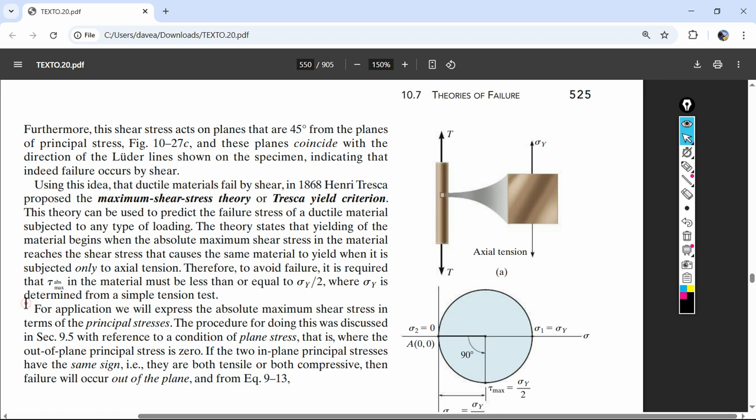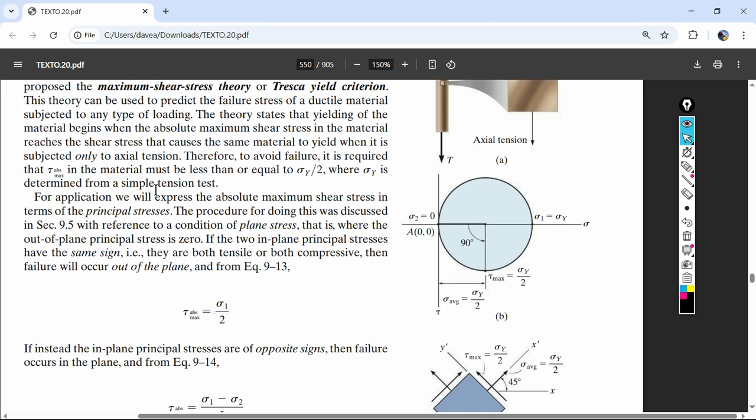All right, so now let's read more. It says, for application, we will express the absolute maximum shear stress in terms of the principal stress. So the absolute maximum shear stress in terms of the principal stress. Let's just read on. Sometimes you'll have questions, but then they'll get explained. That's the whole point, right? The procedure for doing this was discussed in section 9.5 with reference to the condition of plane stress, that is, where the out-of-plane principal stress is 0.